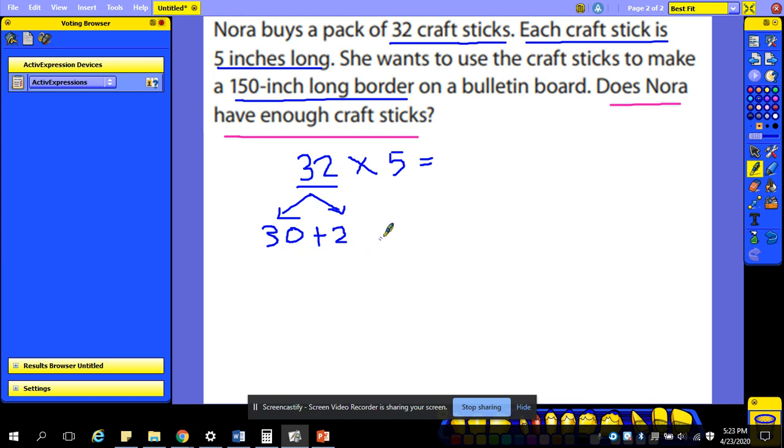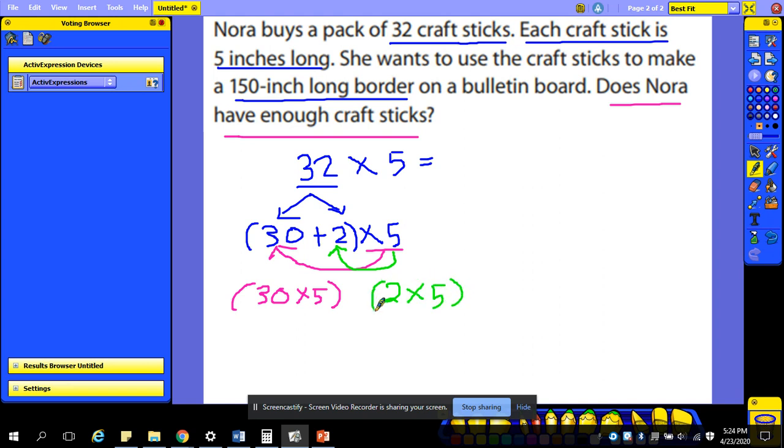So we now have 30 plus 2 times 5. Since 30 and 2 are from the same number, let's put them in parentheses. The next thing to do is to distribute times 5 to each number. So we have 30 times 5. That will be our first expression, and then put it in parentheses. Now let's distribute times 5 to 2. So we have 2 times 5. Don't forget the plus sign. There you go. Now let's multiply the numbers.